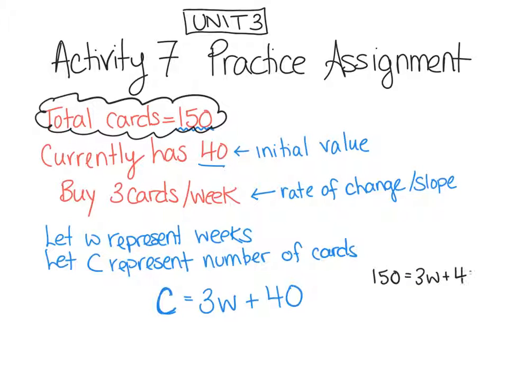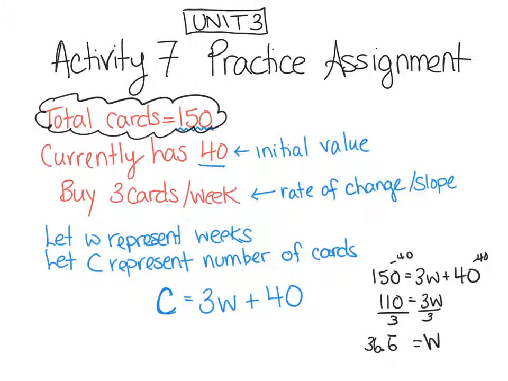So I could figure out how many weeks it would take him to get that by just subbing 150 in for C. So then if I solved this equation, I'm going to subtract 40 from both sides. So I'm left with 110 equals 3W. And then I have to divide both sides by 3. So W is equal to 36.66666, etc. So it's going to take him almost 37 weeks to collect all those Pokemon cards.